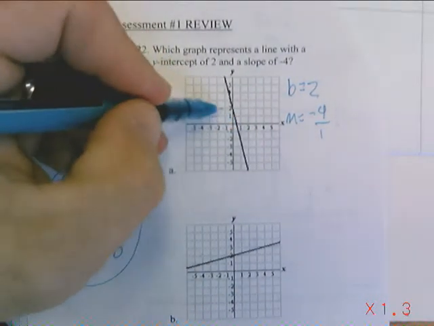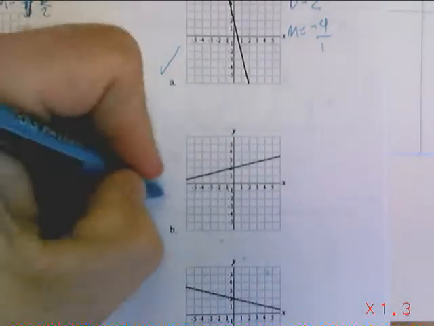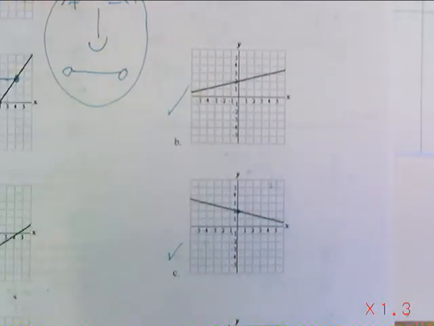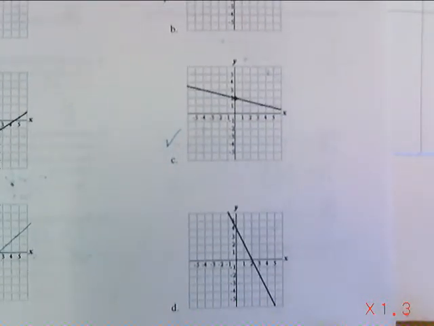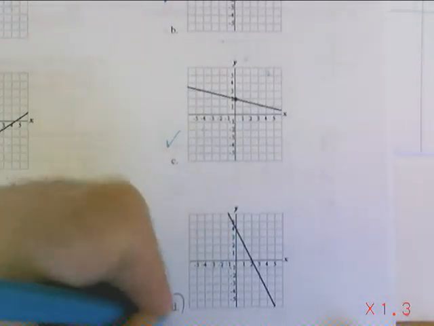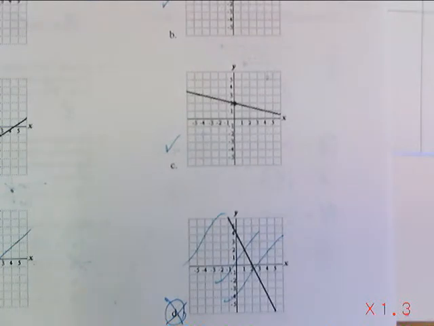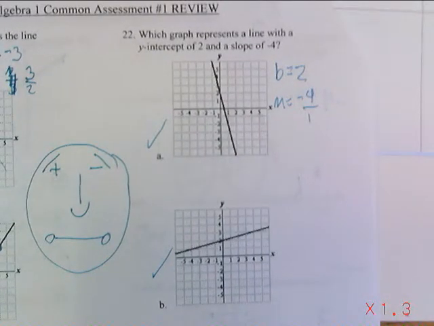A has a y-intercept of 2, that's good. B also has a y-intercept of 2, that's good. C has a y-intercept of 2, right here. But D has a y-intercept of 4, so that means it's wrong. I've eliminated one by just looking at the y-intercept. Let's eliminate some more. Slope of -4.